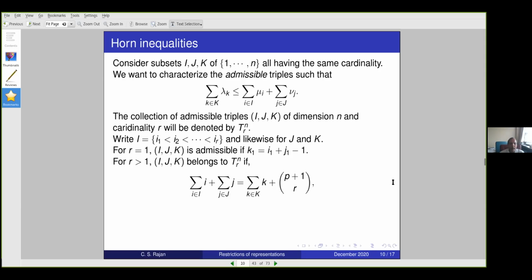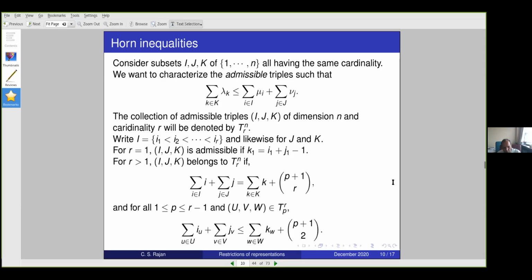Okay, and for r greater than 1, it is defined that (I, J, K) belongs to T n r if and only if summation i plus summation j equals summation k plus some shifted binomial p plus 1 choose r, and then for all p less than r, and subsets U, V, W in T p r, this following inequality should be satisfied for the indices. So these are the admissible sets, and for these admissible sets, the eigenvalues should satisfy the inequality which I stated above, that the summation of the eigenvalues belonging to those subsets should satisfy this inequality.